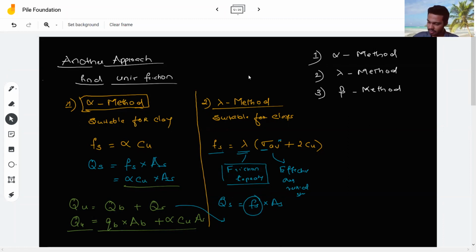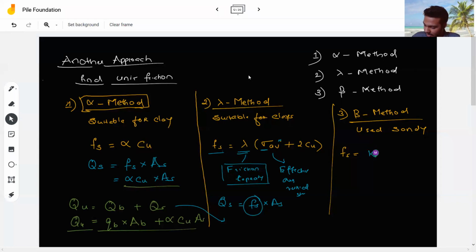Now the third method that we have to move is beta method. Now beta method, a sandy soil. इसका जो fs है, fs is equal to, हमने ये भी पढ़ा हुआ है, it's equal to, it's your formula number 4, it's equal to k sigma ab dash into tan of delta.